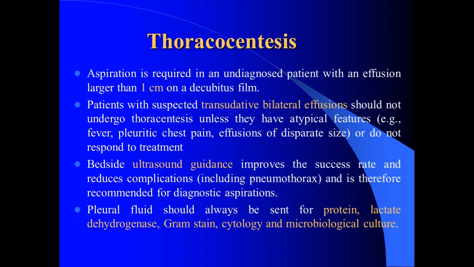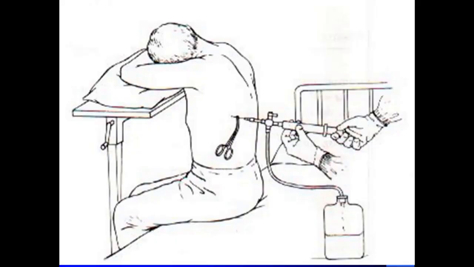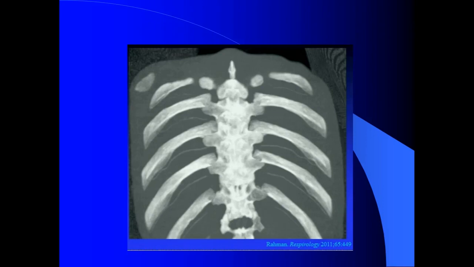The first step is thoracocentesis. As we mentioned, we have to aspirate fluid ultrasound guided according to the British Thoracic Society, and send for protein, LDH, gram stain, cytology, and microbiological culture. Usually it should be in the lateral posterior axillary line. We try to avoid the paravertebral space in order not to hit the subcostal vessel.